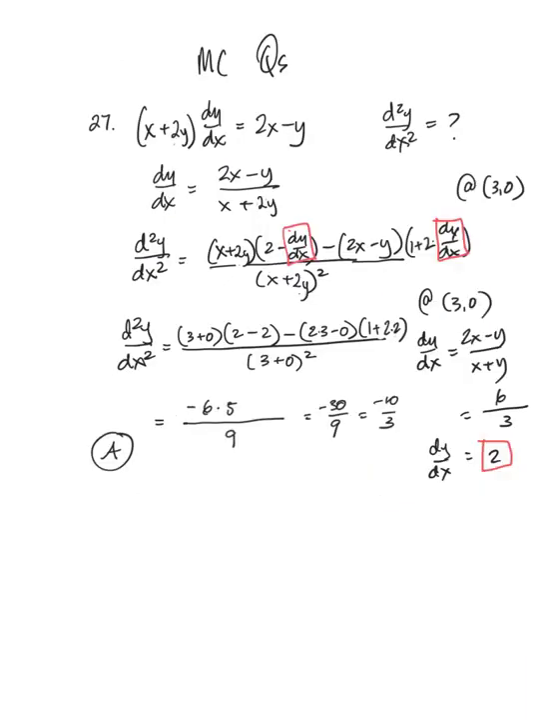All right, multiple choice questions here. In this first question, you're given a differential equation. I just isolated dy/dx here in this second line. It's asking you to find the second derivative specifically at the point (3, 0). So the second derivative is of a quotient, so I use the quotient rule here. I know dy/dx, boxed in red, is equal to 2 at the point (3, 0). So I'm going to put 2 in wherever there's a dy/dx, a 3 everywhere there's an x, and a 0 everywhere there's a y. Simplifying that algebraically, I get negative 10 over 3, or choice A.